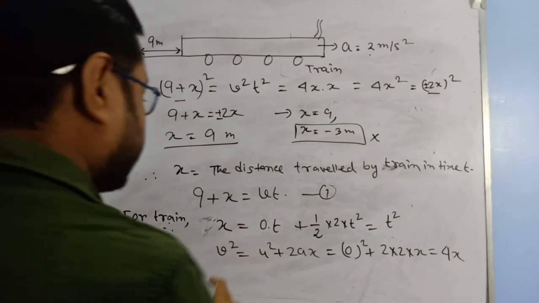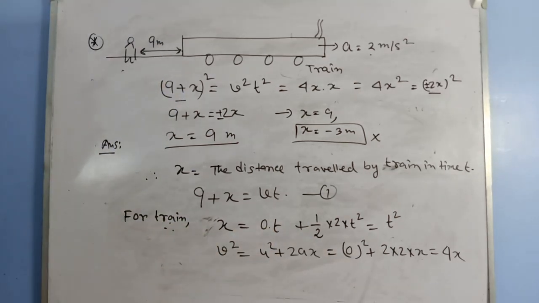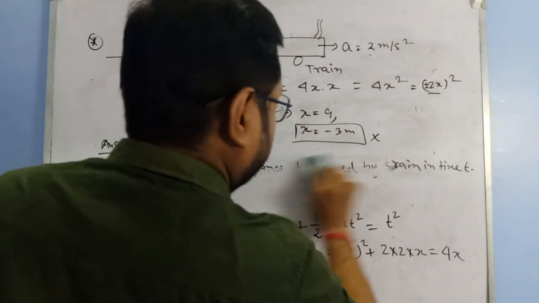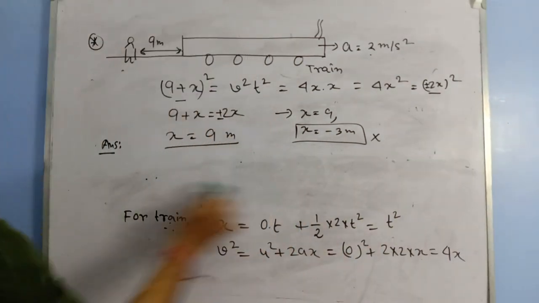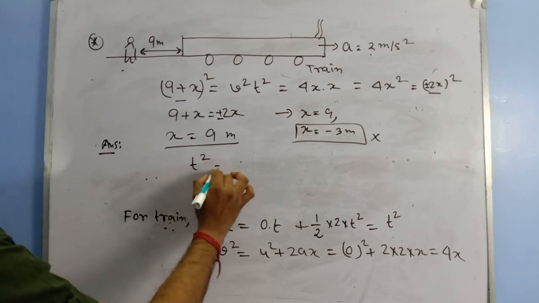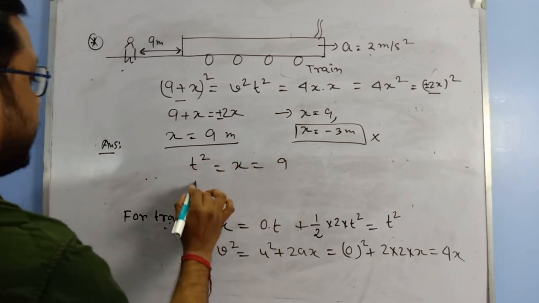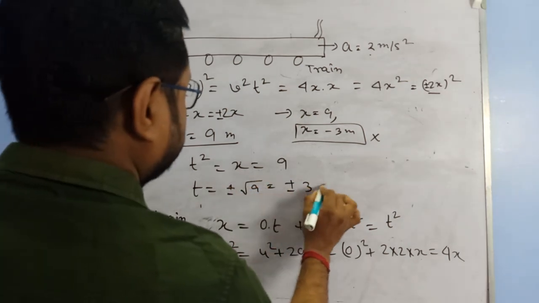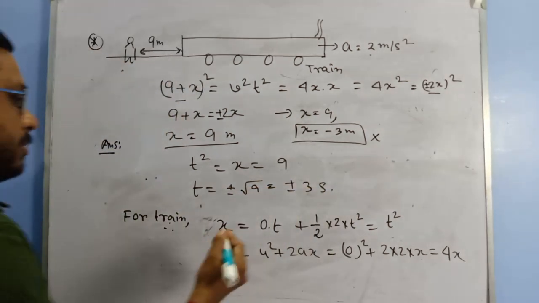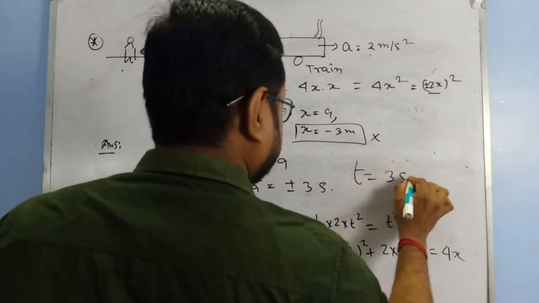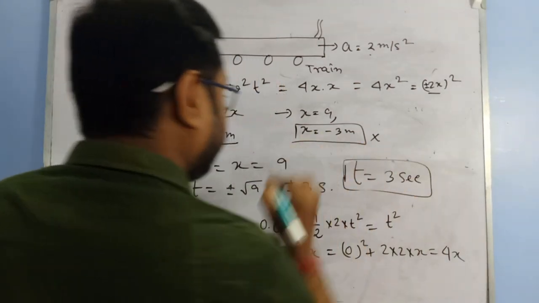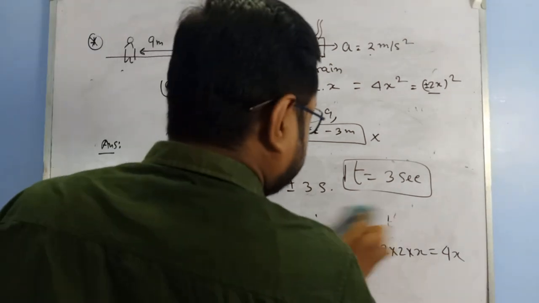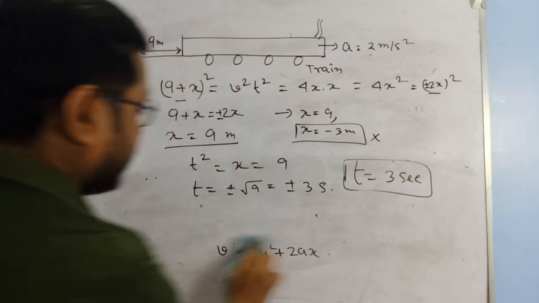Now putting the value of x, we can get the value of t, that is t square equal to x. We know that t square equal to x, which is 9, then t equal to plus minus root 9 equal to plus minus 3 second. As the time also cannot be negative, then t equal to 3 second. So basically the man will reach the train after 3 seconds, and in the meantime the total distance travelled by the man is 18 meter.